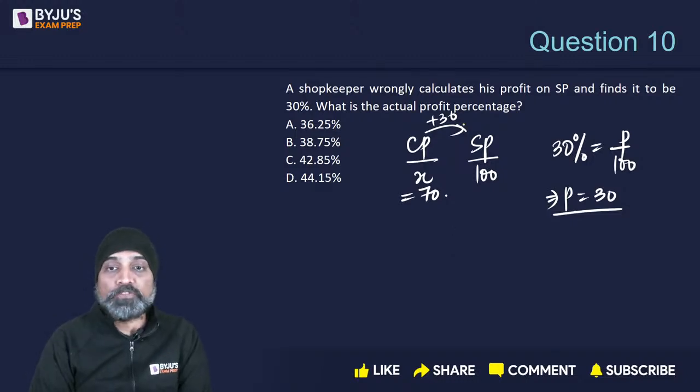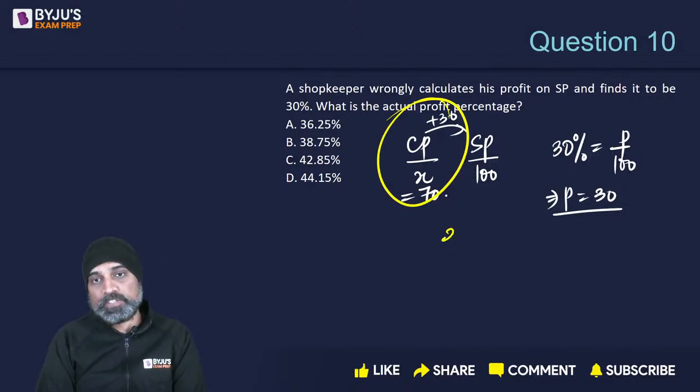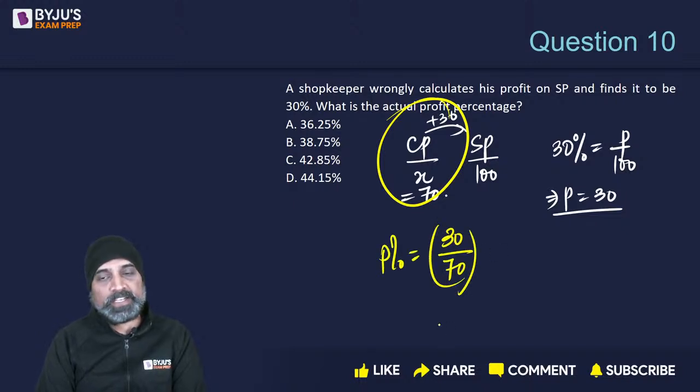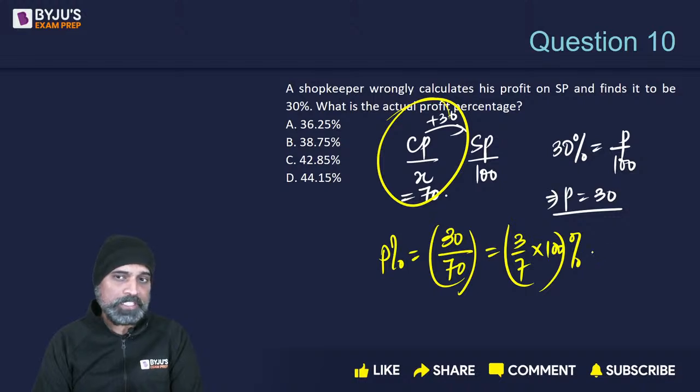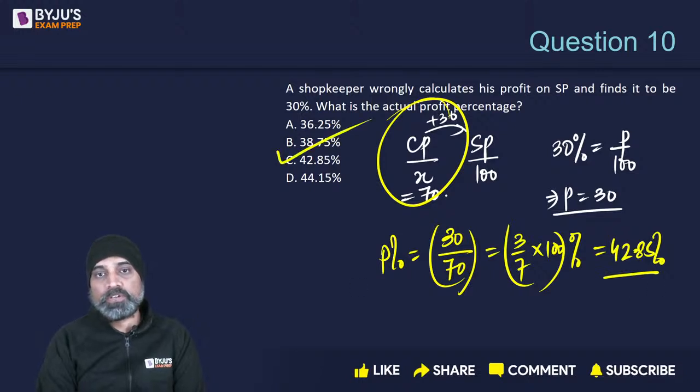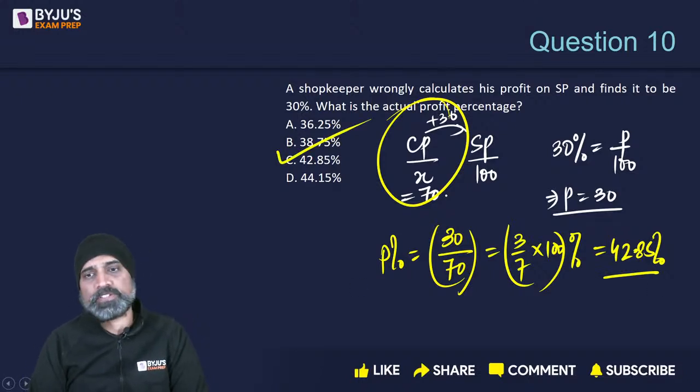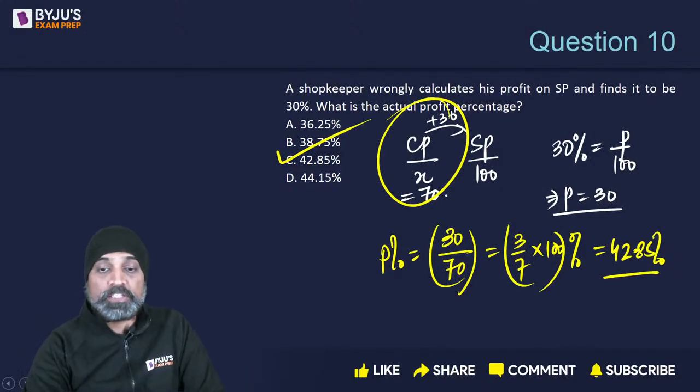So the actual profit percentage is calculated on the cost price, which is going to be 30 out of 70, right? This will be the actual profit percentage, which is going to give us 3/7. And if you want to find out how much that is, you will have to multiply it by 100 and put the percentage symbol so that you get the percentage. So 1/7 is 14.28%. 3/7 will be 14 times 3, which is 42.85%. So option C is your answer. It's really helpful if you know the percentage values of certain fractions. It's very quick.